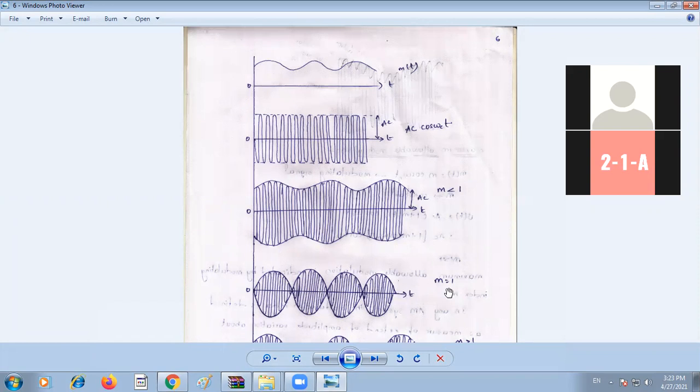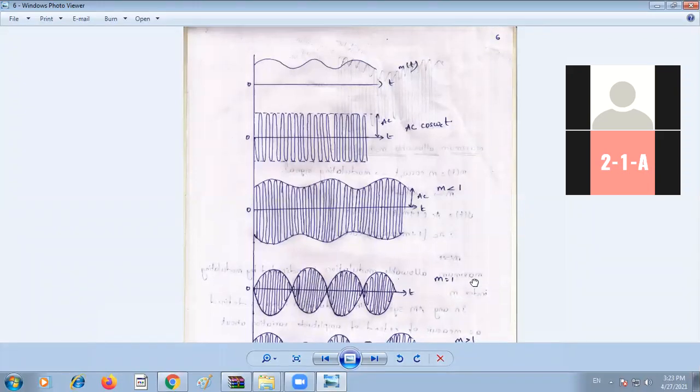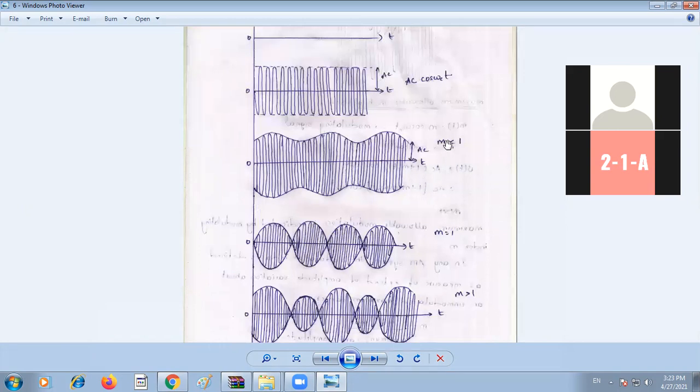Now the M equal to 1 condition. In the M equal to 1 condition, V maximum has some value. What is the V minimum value now? V minimum should be 0. When V minimum is 0, that is the 100% modulation concept. According to the envelope of the modulated wave, V minimum is equal to 0, which is nothing but 100% modulation. So M less than 1 is the allowable modulation, and M equal to 1 is the maximum extent, 100% modulation.